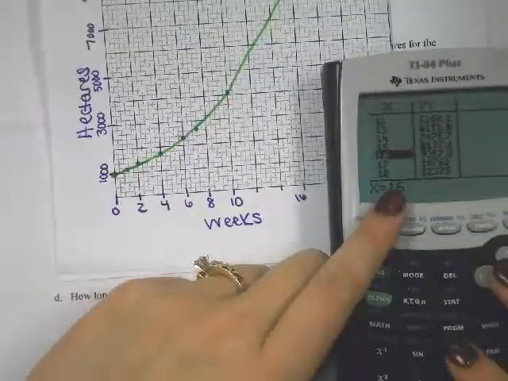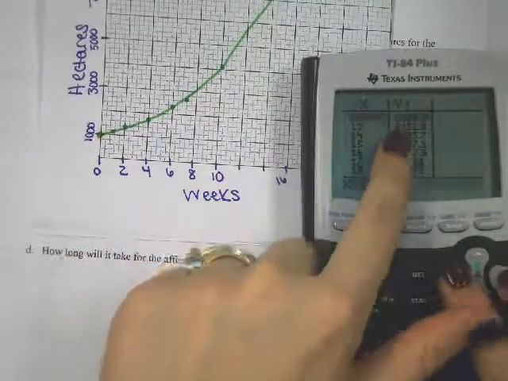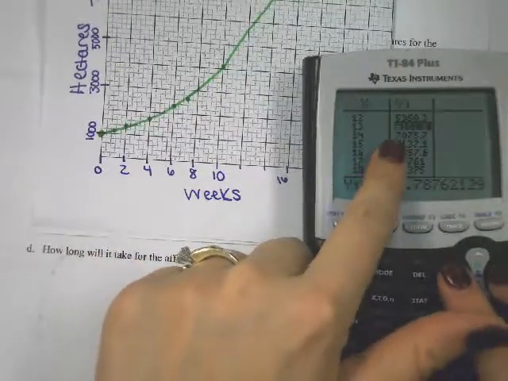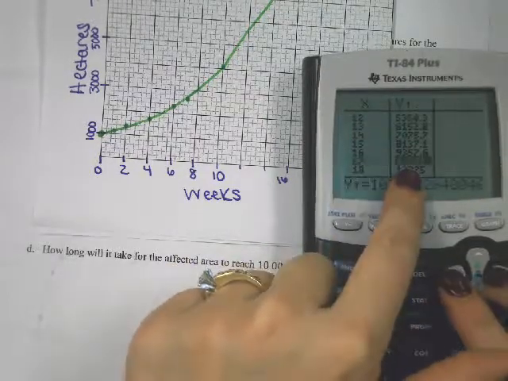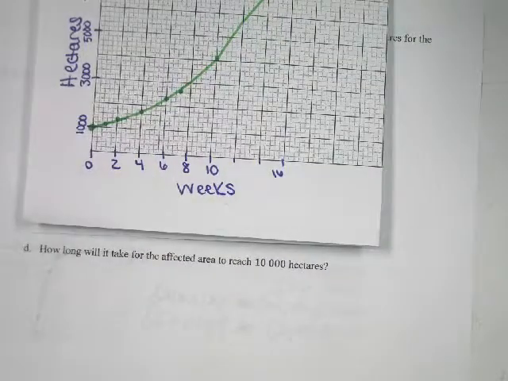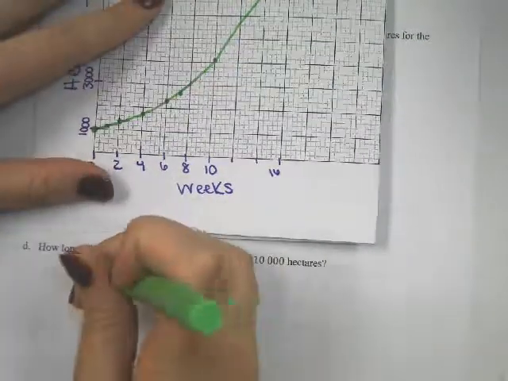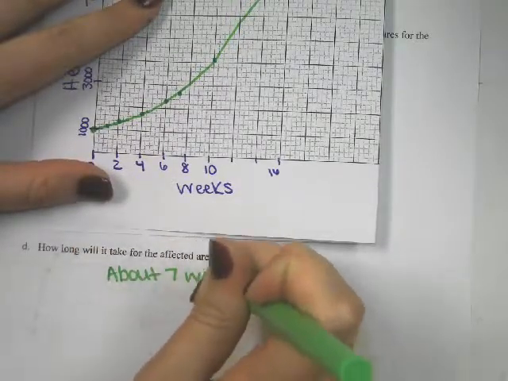So if you look at your table, x is our number of weeks, so you can see at 13 weeks that's how many acres, 14 weeks, and so on. So at 17 weeks we've now surpassed 10,000. So for an estimate, we could say about 17 weeks.